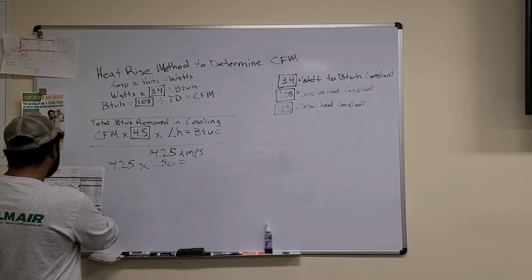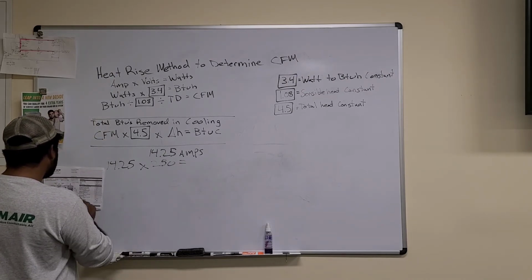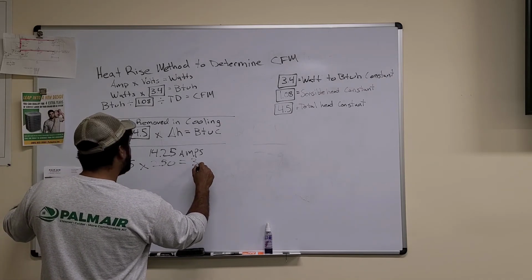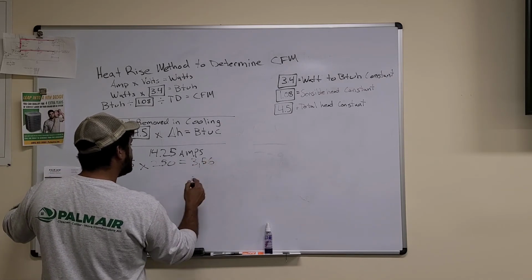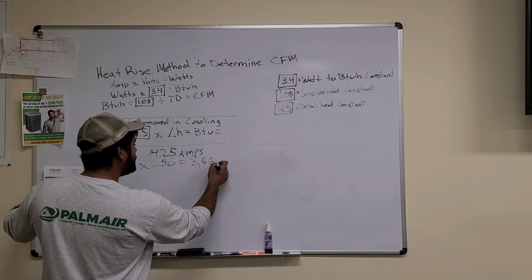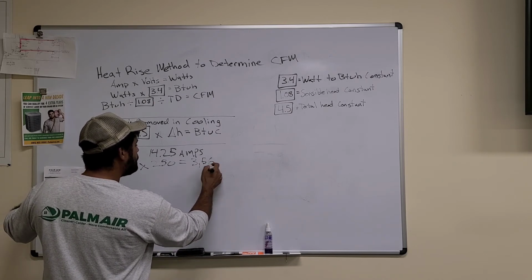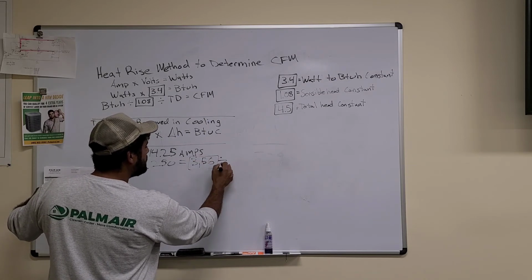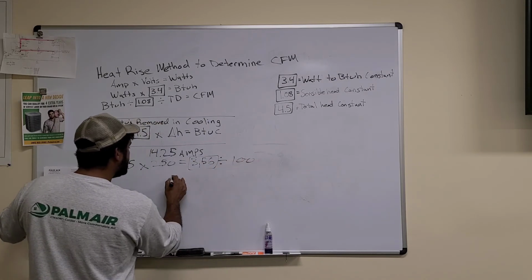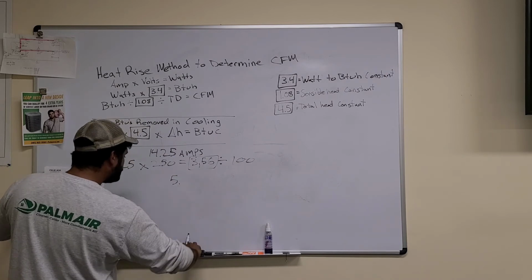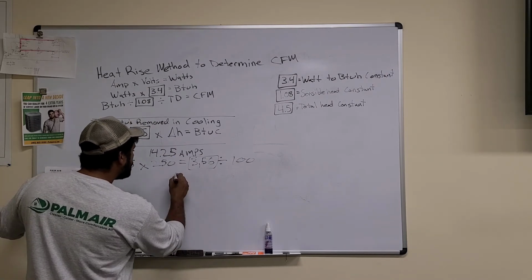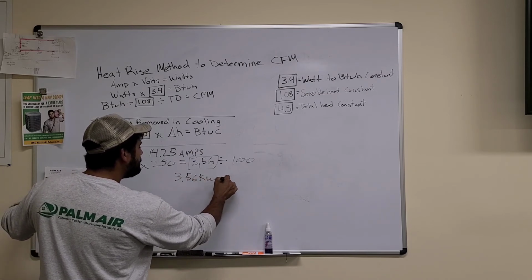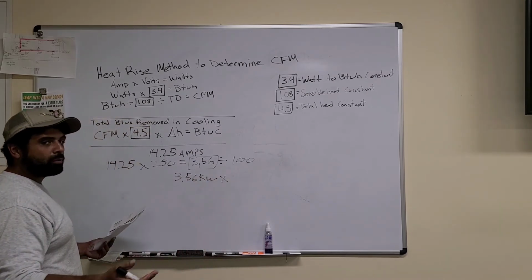We're going to get 3,056, etc., which we then divide by 1,000. So you're going to get 3.56 kilowatt hours.